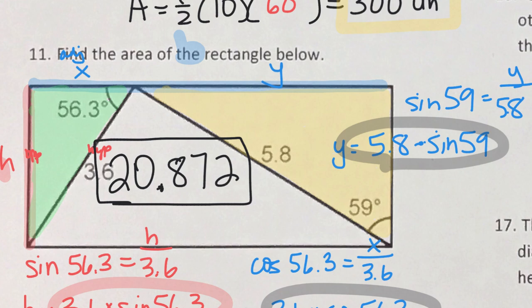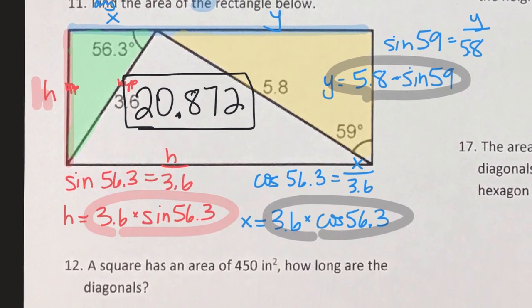So to make sure that you let your teacher know what you're doing, show him or her the numbers that you're getting from your trig, your 3.6 sine and your 3.6 cosine and your 5.8 sine. Write those down, and then your teacher will understand what you're doing.